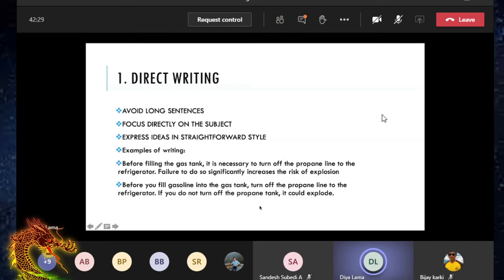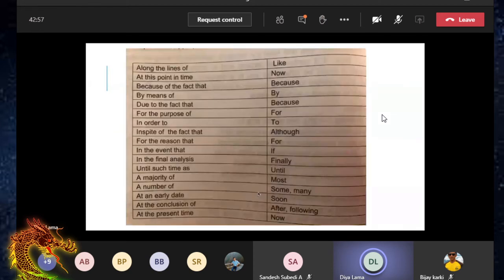Anyway, they are both good writing because obviously I think the topic in this was the risk of explosion. So what they have written is they have stayed on the topic. So they have been straightforward with what causes explosion, right?